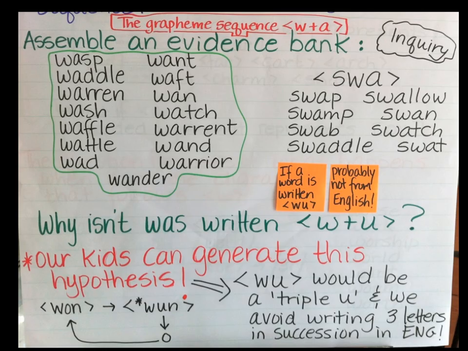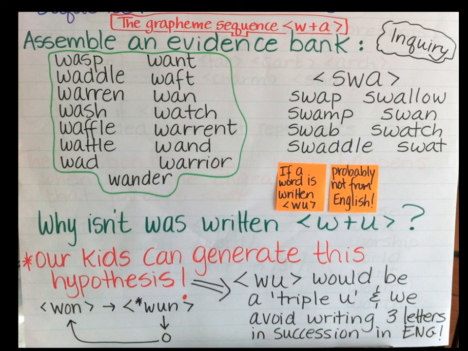So moving forward, you could ask students to find words that have the W plus A and test out how they're pronounced. They could assemble an evidence bank, like I've shown here. They might also look at words with an SWA connection and listen and hear how they're connected phonetically.